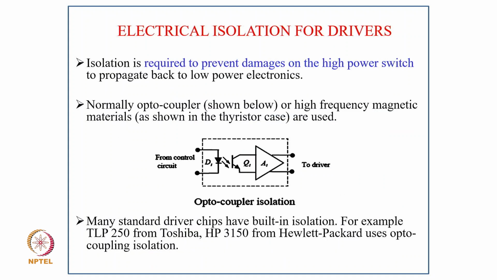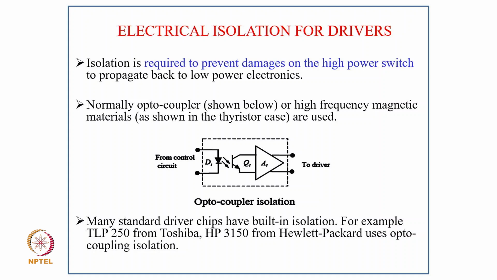Of course, for the electrical isolation for these drivers, gate drives or base drives, the isolation is required to prevent damage on the high power switch from propagating back to low power electronics. Normally an optocoupler, shown below, or a high frequency magnetic material like a pulse transformer, in the case of a thyristor, is used. You can see how it is an optocoupler: we give the pulse to the light emitting diode, and on the secondary side are the base and collector which amplify the signal for the driver circuit.